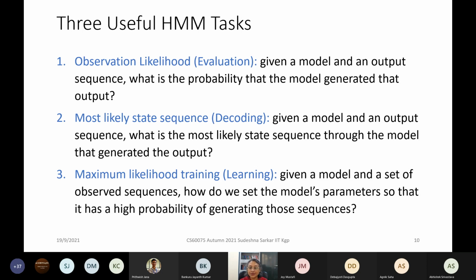The second task is decoding, that is, given a sequence of observations, we want to find out the sequence of tags. This is called the decoding problem, and this is helpful for POS tagging. And the third problem is the learning problem, where given the observations, we want to find out the model parameters. So our focus will mainly be on the decoding problem.